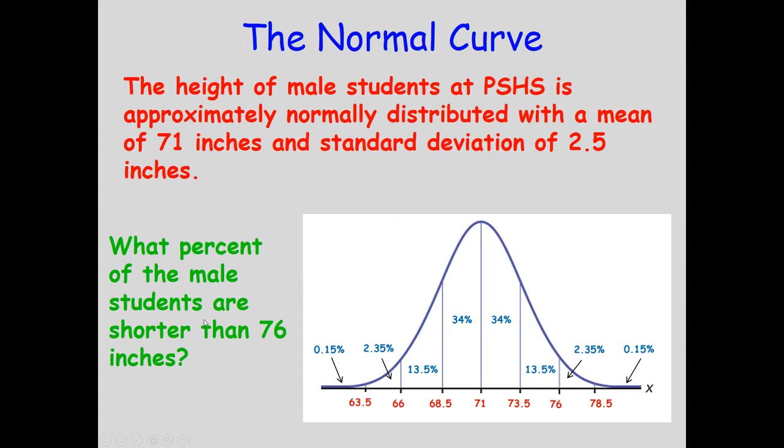What percent of the male students are shorter than 76 inches? Why don't you guys try this one for a split second? At least try and think of what you would add to find that. Hopefully you decide to add all of these numbers up till 76. You could also do 1 minus these two numbers, which are 2.5. That might be faster. Either way, we would get 97.5%.